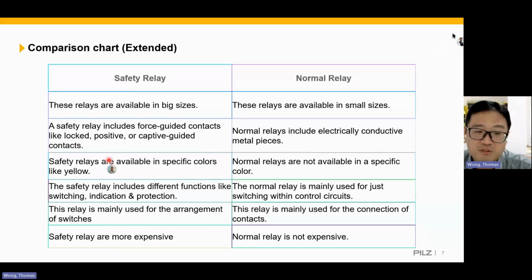Safety relays usually come in few colors, such as yellow or red, whereas normal relays can be any colors they want to be. Of course, safety relays also have different functions like switching, indications, and protection. This is actually normal. Normal relays are meant for switching within a control circuit, and can make arrangements of circuitry switches, whereas standard relays are only the connection of the contacts. Lastly, safety relays are known to be more expensive, whereas normal relays are less expensive.